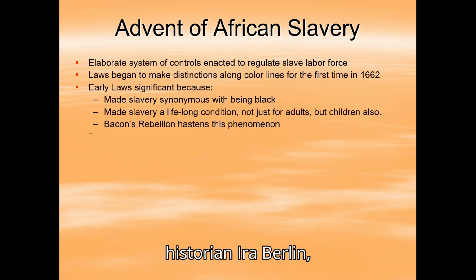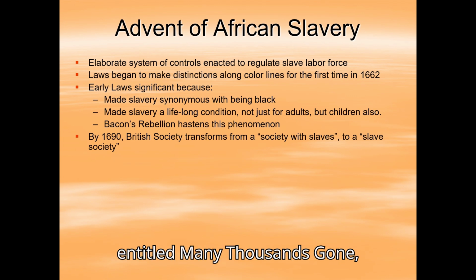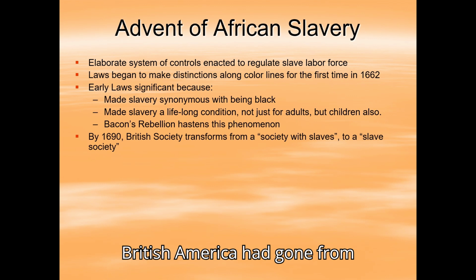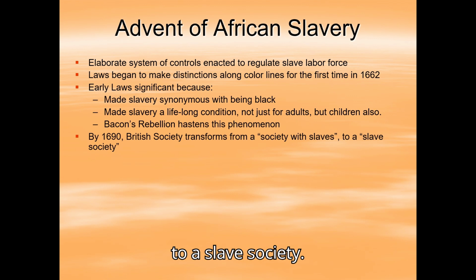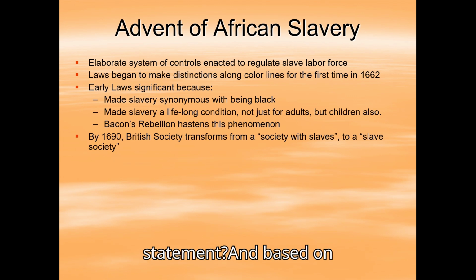Eminent historian Ira Berlin, in a book on colonial slavery entitled Many Thousands Gone, argued that by the year 1690, British America had gone from being a society with slaves to a slave society. What do you all think he meant by that statement? And based on what you will read and later review in other parts of this lesson, do you agree with his assessment?